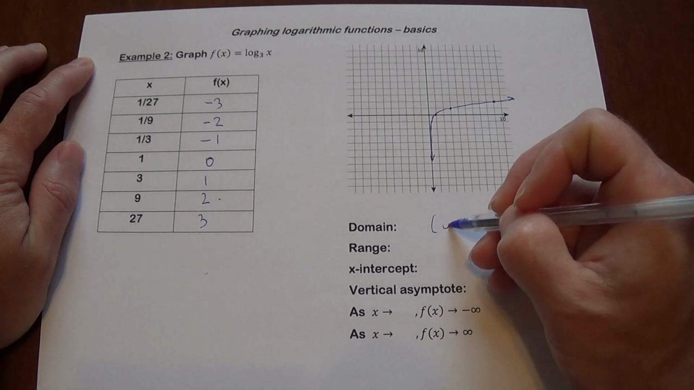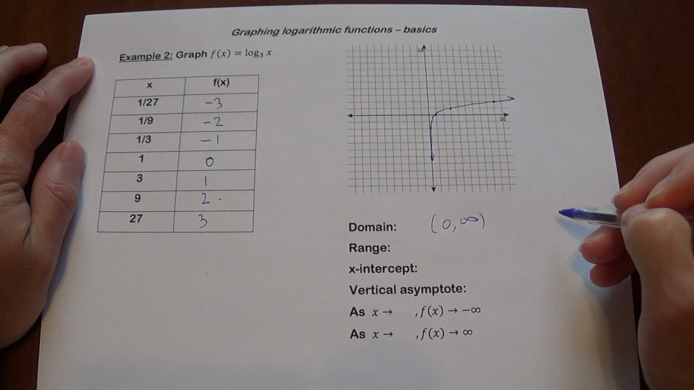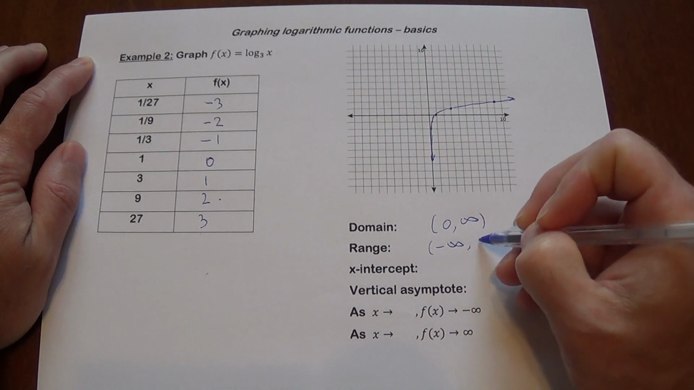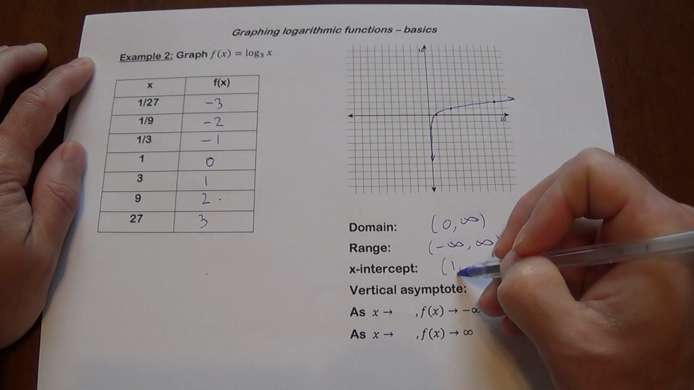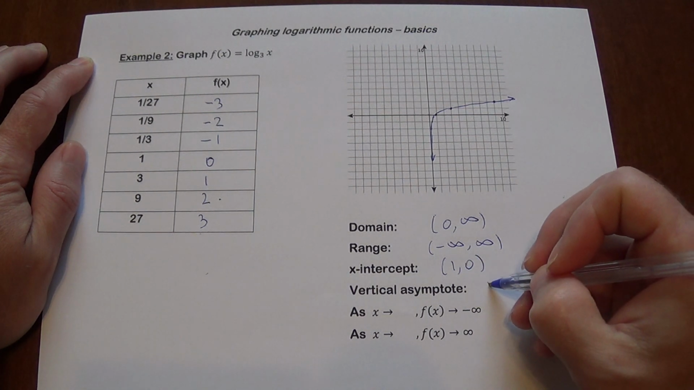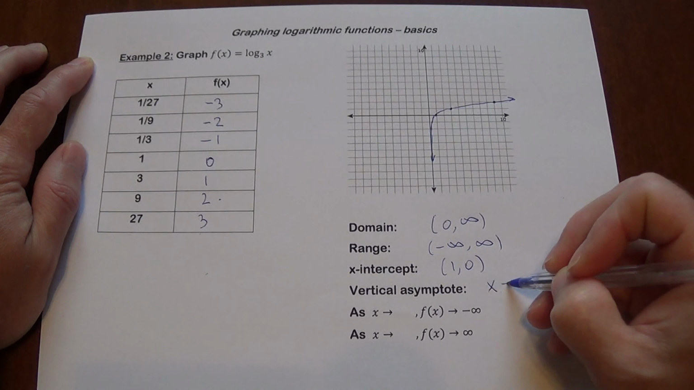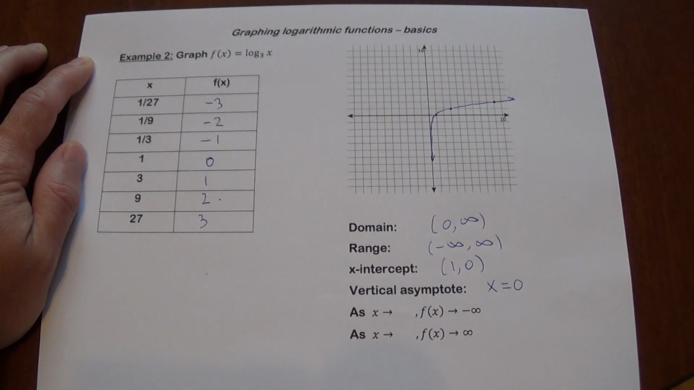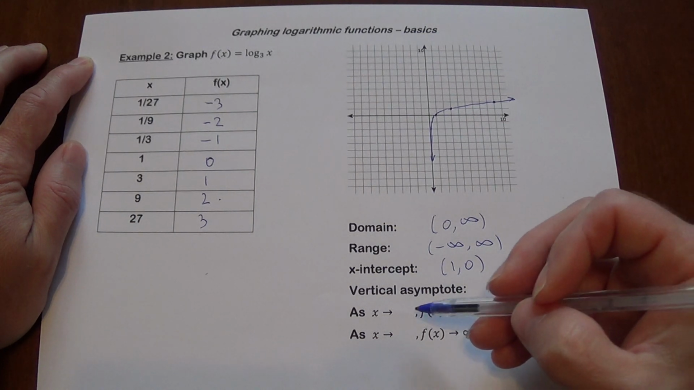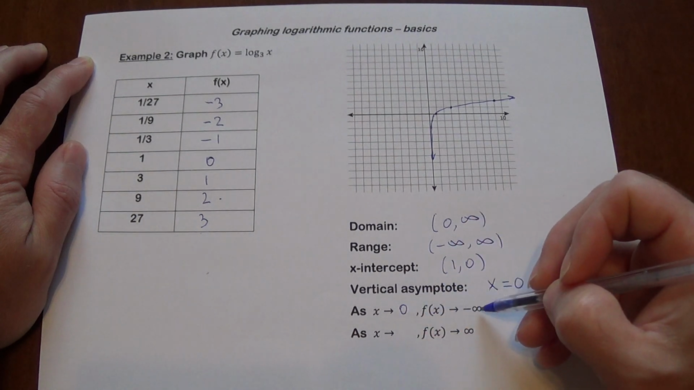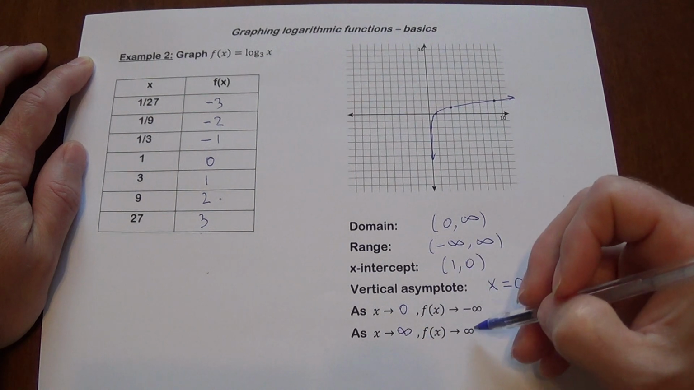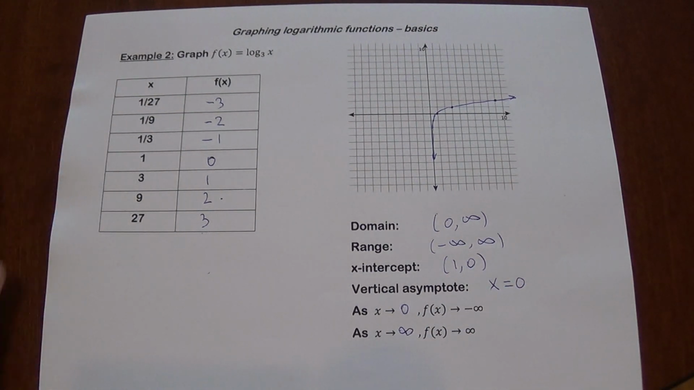So the domain is going to be 0 to infinity. You can only use positive values of x. The range is going to be all real numbers. The x-intercept is going to be (1, 0). We do have a vertical asymptote here also. Every logarithmic function will have one. In this case it's x equals 0. And these two things will match exactly what we saw in the other problem. As x goes to 0, f of x is going to go to negative infinity. And as x approaches infinity, f of x is going to approach infinity.